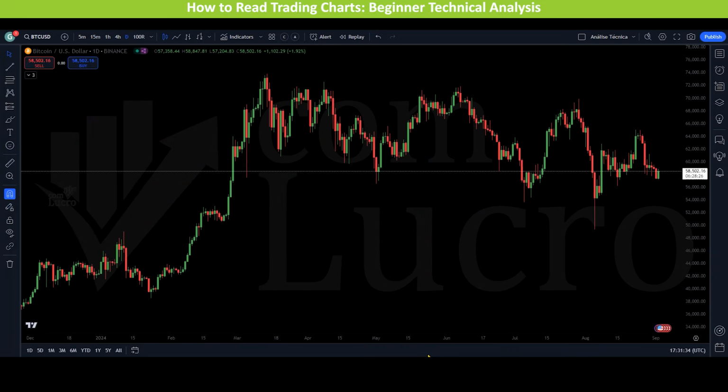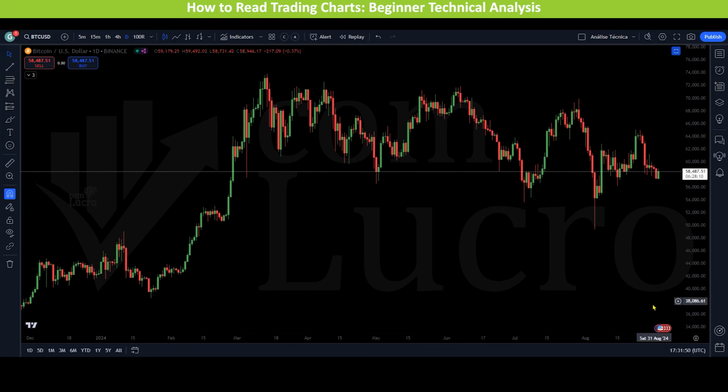Now, let's get started. What exactly is a chart? A chart is essentially a visual representation of historical price data for a given asset. As you can see here on TradingView, the chart displays price changes over time, allowing traders to identify patterns and trends that may signal future market movements.